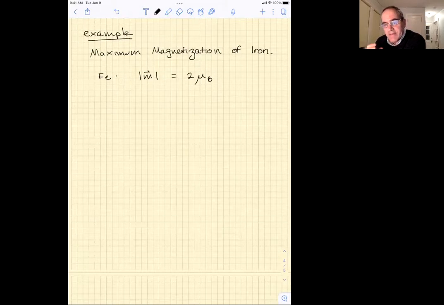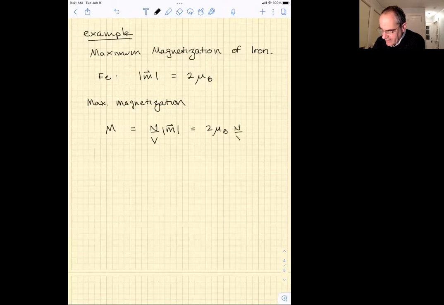That means that if we combine them into a solid, the solid can be magnetized, but the maximum possible magnetization will occur when all those magnetic moments line up. So the maximum magnetization will occur when the total magnetic moment is equal to the density of atoms times the magnetic moment for a single atom, or 2 μ_B n over V. Okay?